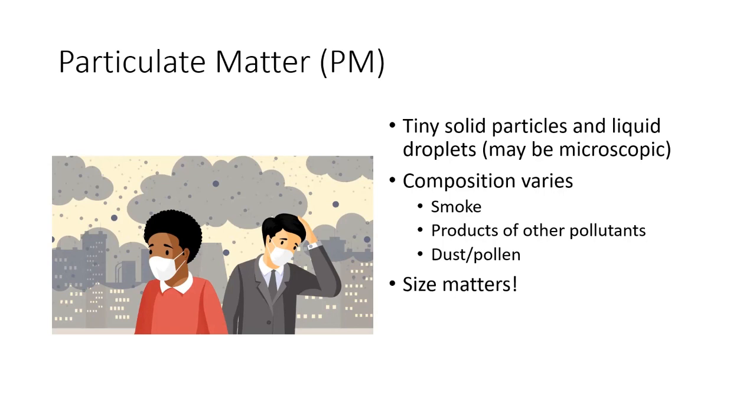And once they're in your lungs, the tubes in your lungs are so narrow and fragile that these tiny little pieces can scrape against the walls and break up the cells and damage those cells. So that's why size matters.